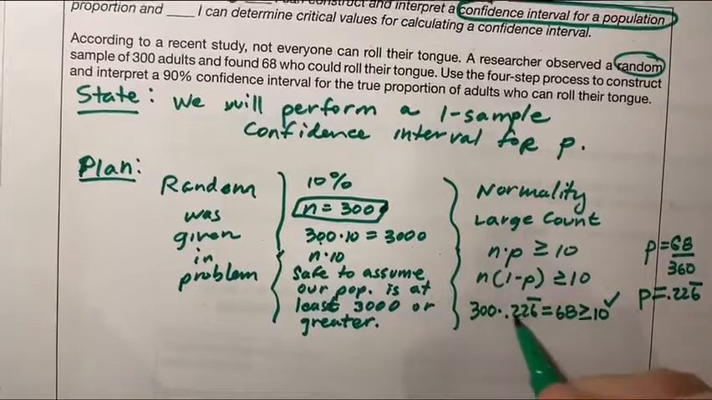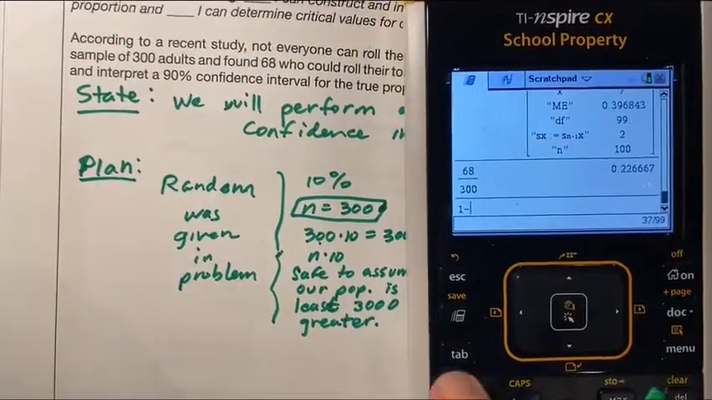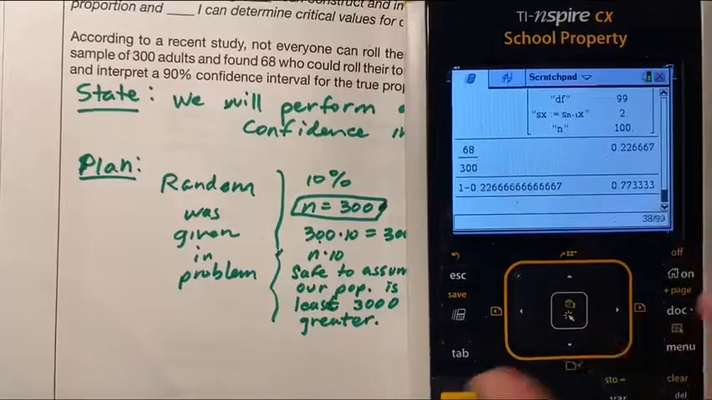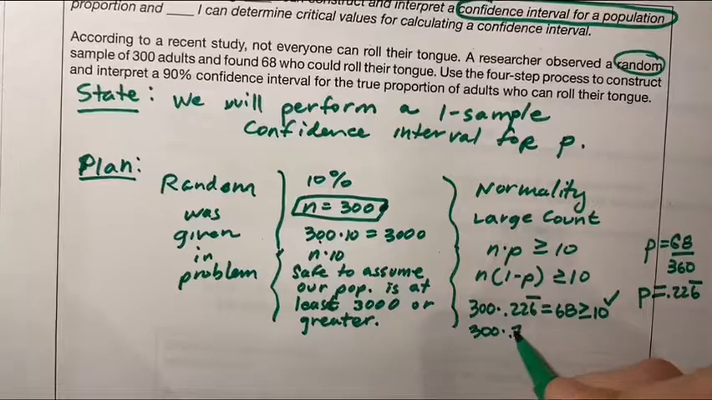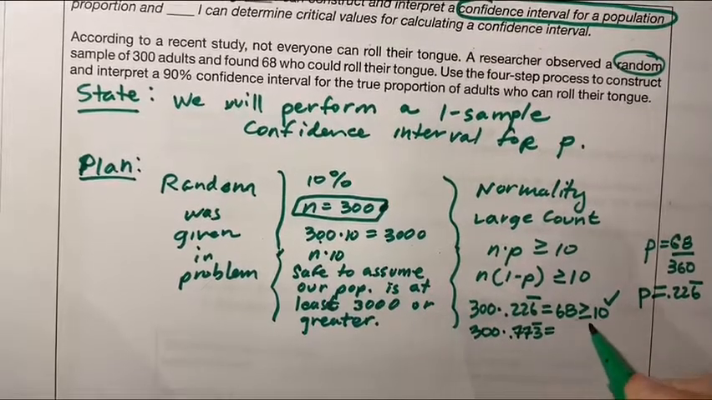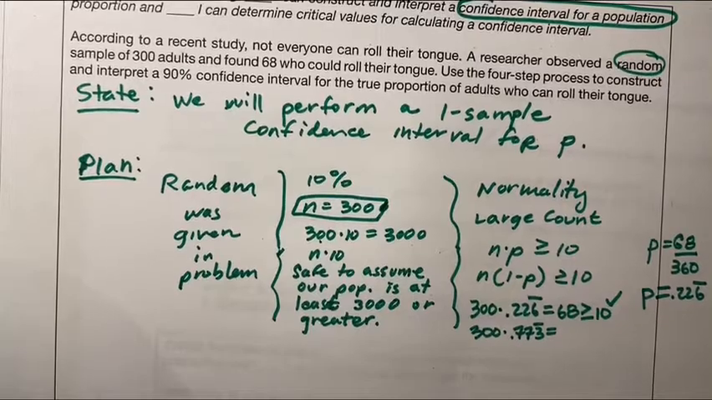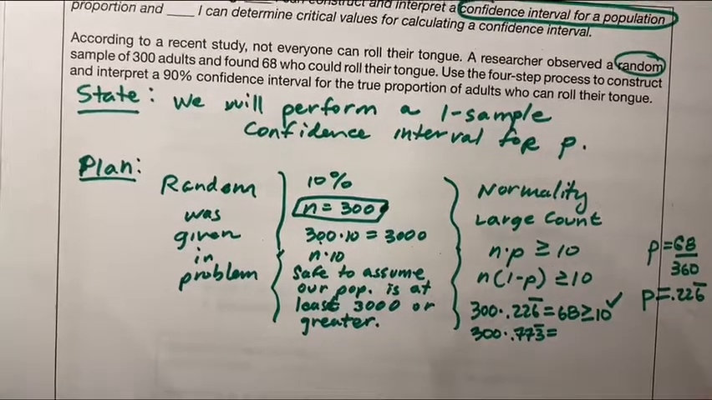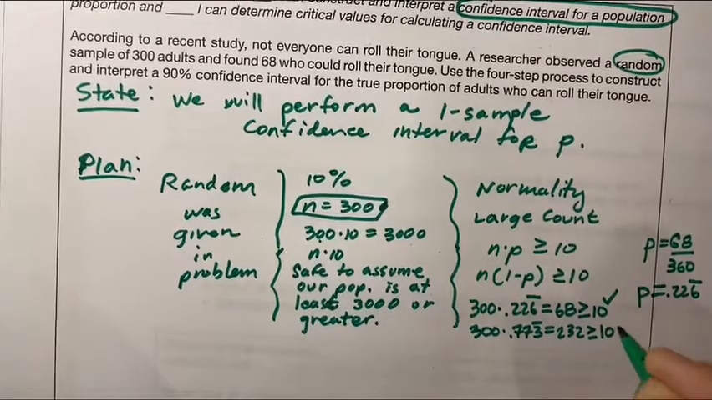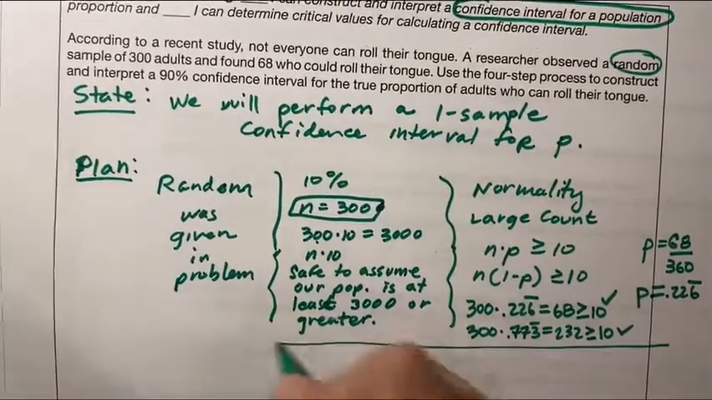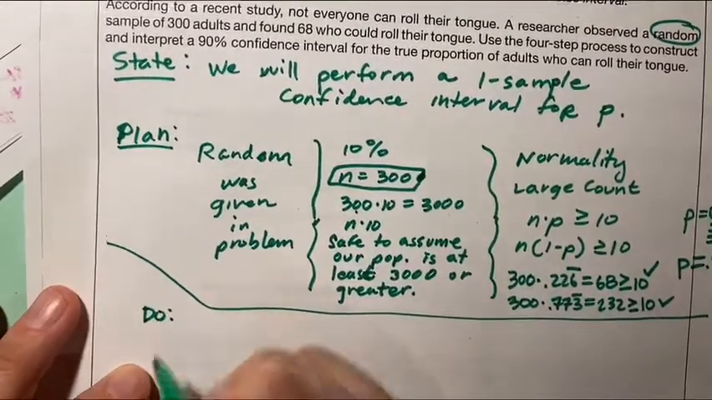And then 1 minus that. Back to the calculator, 1 minus my answer is 0.773 repeating. So 300 times 0.773 repeating would be 300 minus 68, or 232. That's also greater than or equal to 10, so we're good there. So I stated, I planned, it's time for the do, folks.